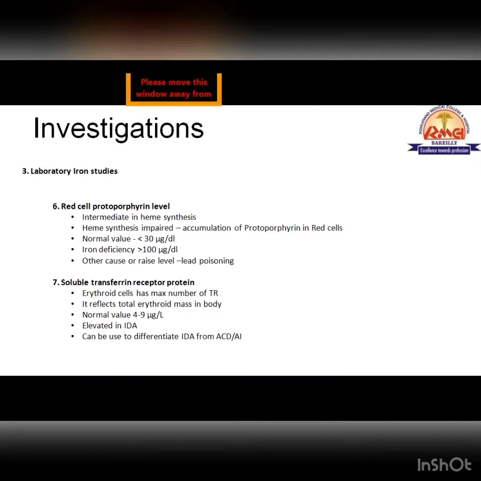It is very much a differential of iron deficiency anemia. There also this protoporphyrin level will go up. Now, something is known as soluble transferrin receptor protein. Transferrin receptor protein means TRP. In heme metabolism, we looked that these transferrin receptors are responsible for carrying iron inside the effector cell, inside the erythroid cell.